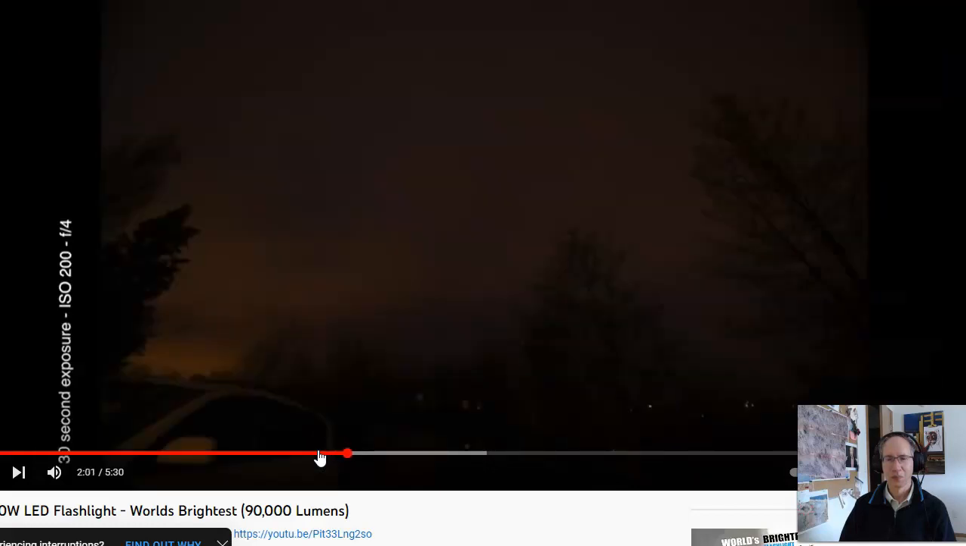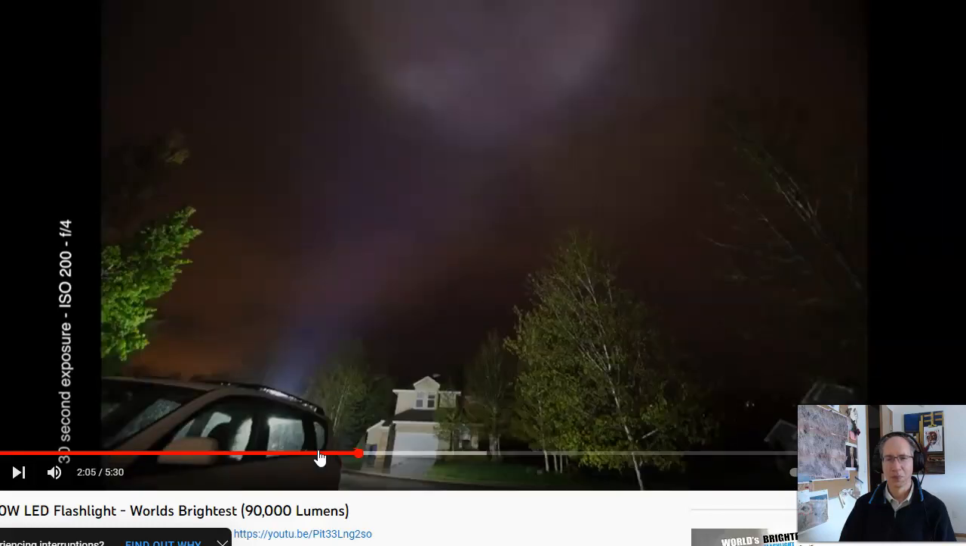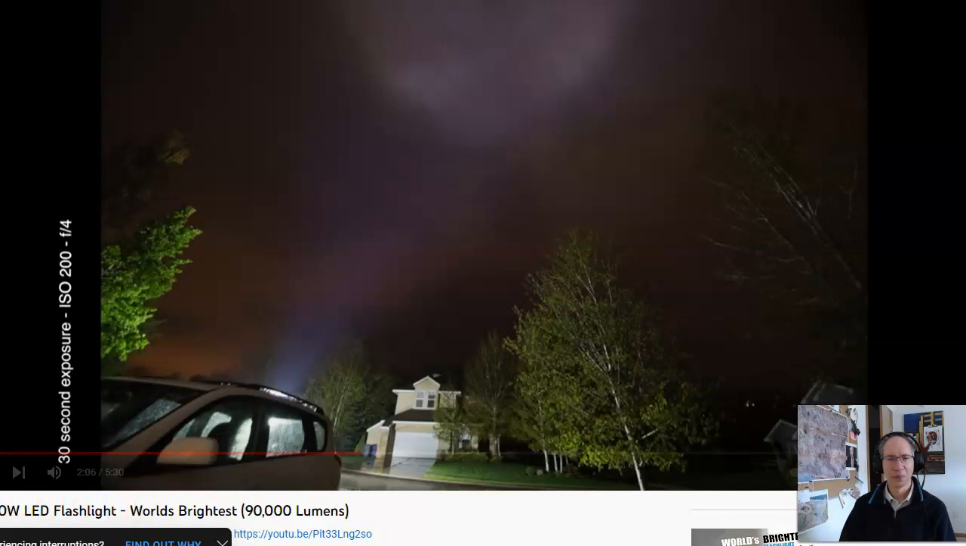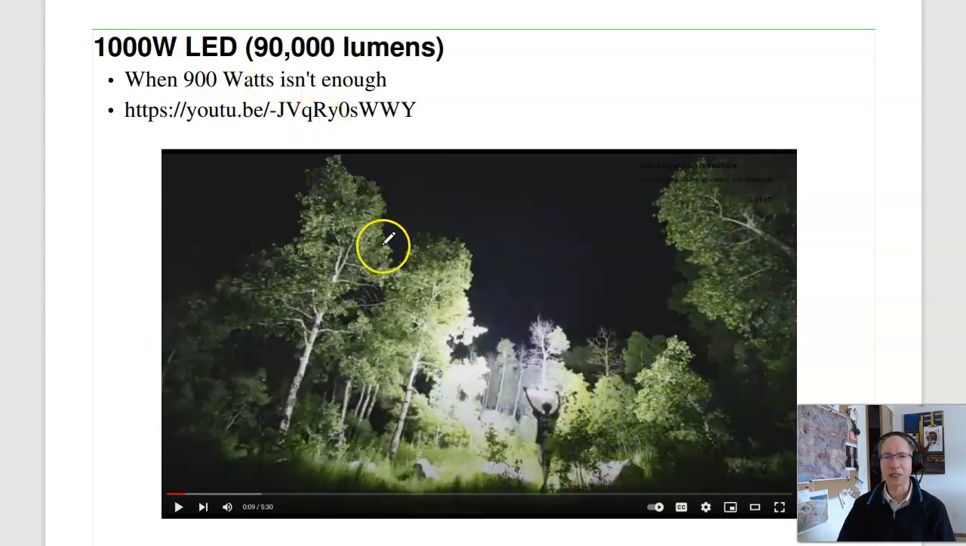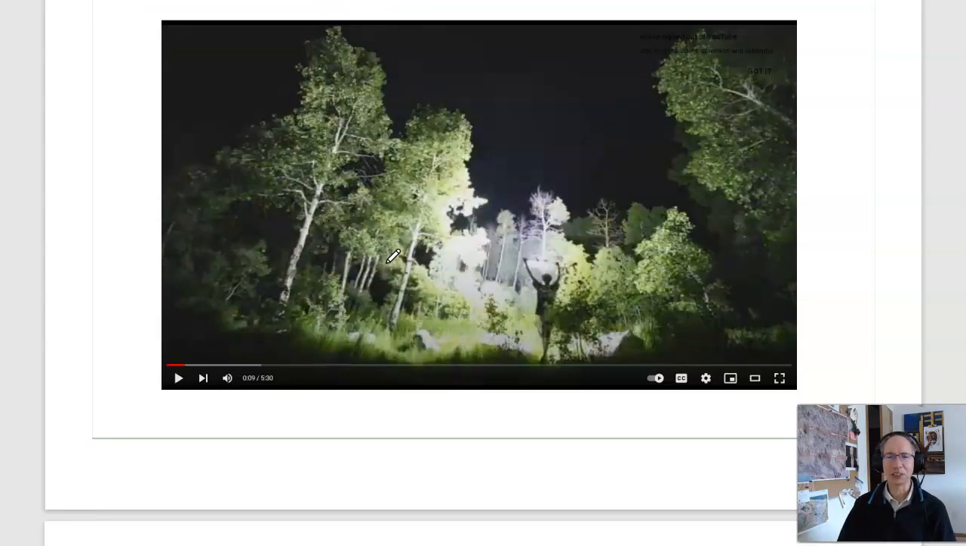And back to the headlights. Up next is a series of photographs shot on a stormy night with low cloud cover. This is without the LED, and this is with the LED. You can see how it lights up the clouds. The camera exposure settings did not change. Okay, so it's kind of a fun video showing what you can do with a 1,000 watt LED, basically light up the side of a mountain.